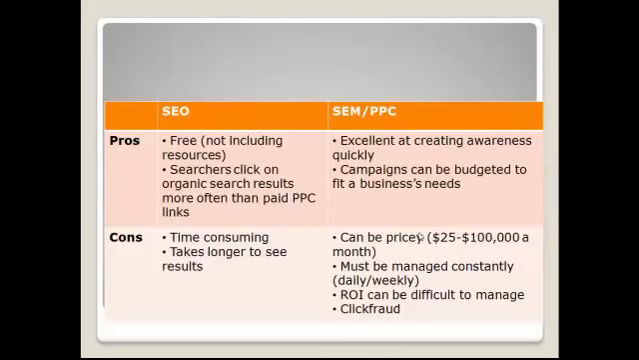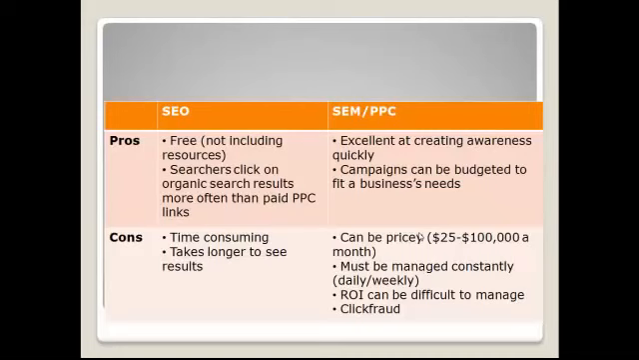And some of the pros of search engine marketing pay-per-click: it's excellent at creating awareness. Campaigns can be budgeted to fit pretty much any business's needs. Some of the cons for SEO: it is fairly time-consuming, and it takes longer to see results. And this is especially true in higher and more competitive markets. If you're in, say, a doctor or selling jewelry, it becomes a lot more difficult to rank, because you're competing against giants like Zales and huge companies that have enormous ad spend budgets.